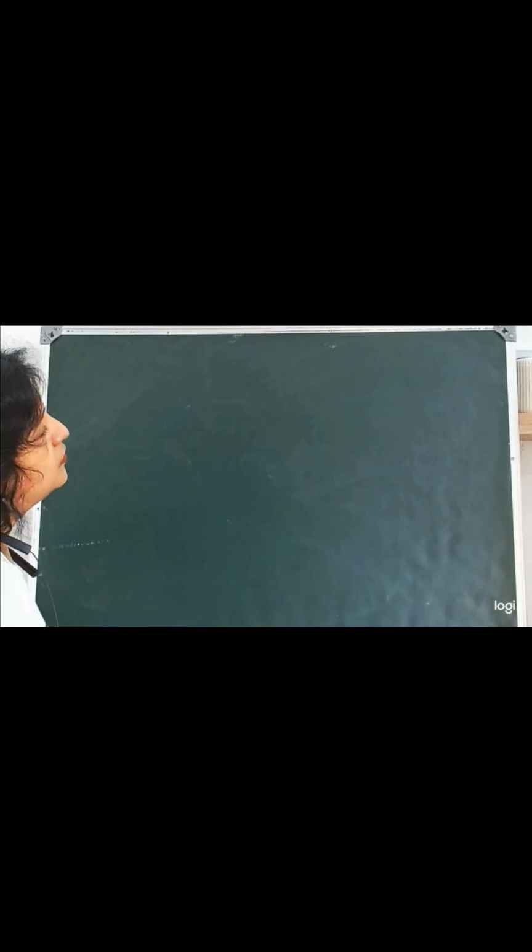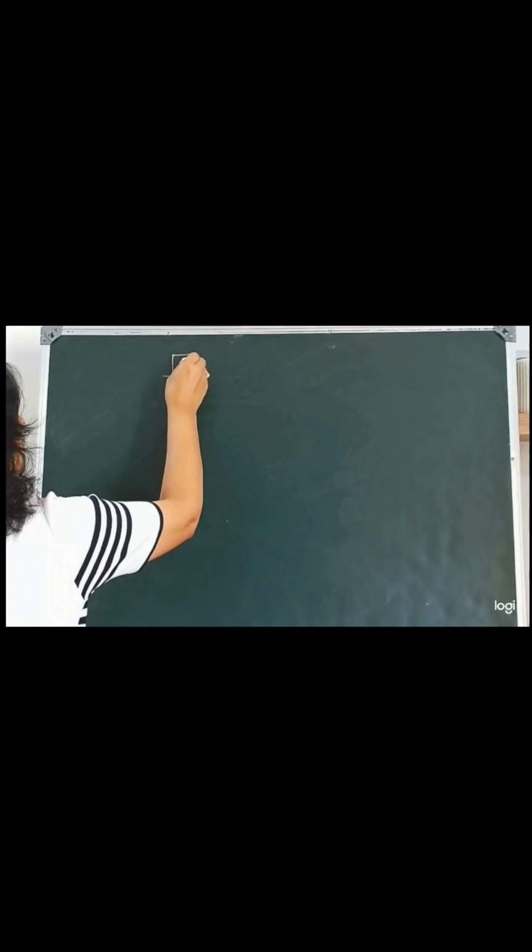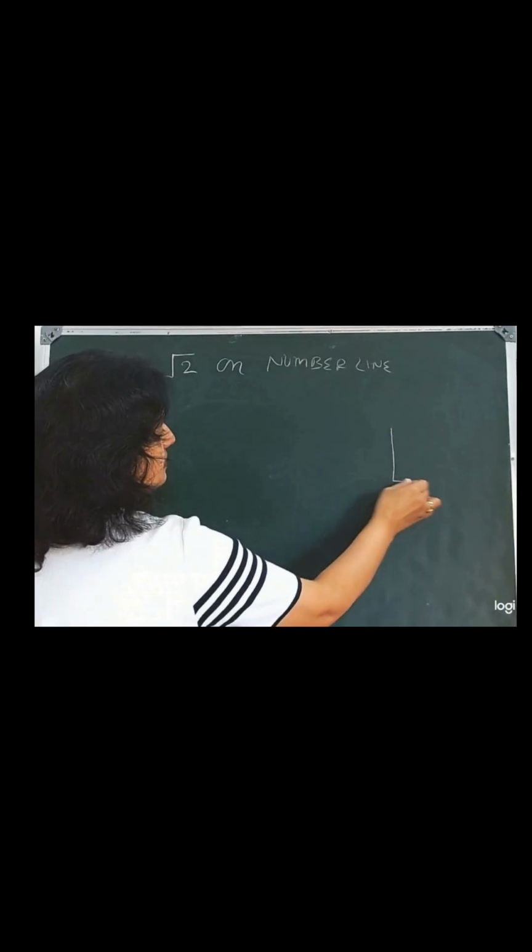Okay, very important concept for grade 9. How to represent root 2 on number line. What is the logic behind it?